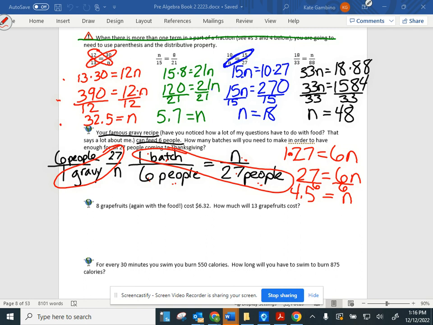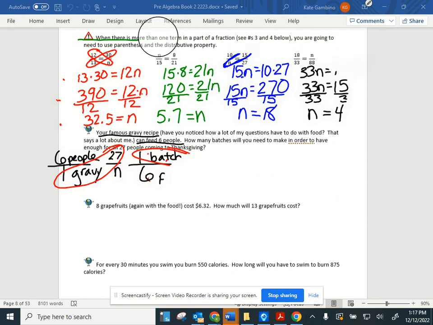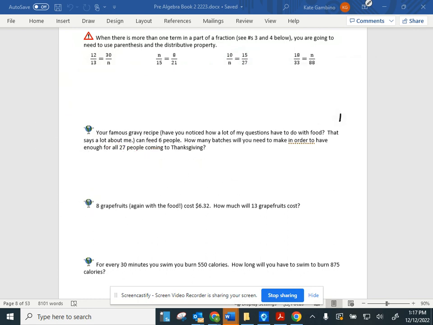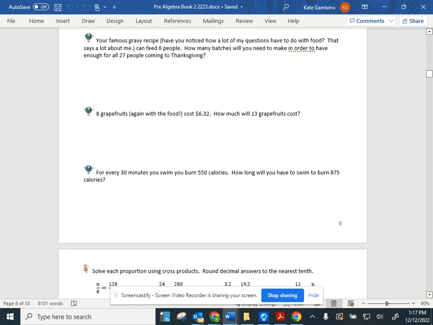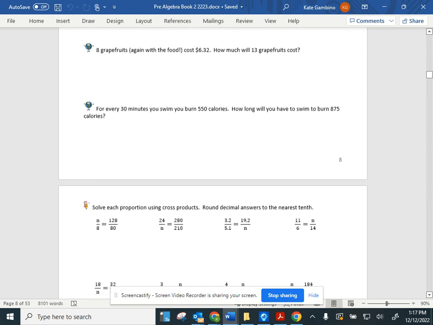Let's look at our next one. I'm going to scroll up, so I'm going to erase all of this. Eight grapefruits. Oh, the food. 8 grapefruits cost $6.32. How much will 13 grapefruits cost? How do I set this up? What do you think, Audrey? 8 over 6.32. So we're going to remember our labels are important.